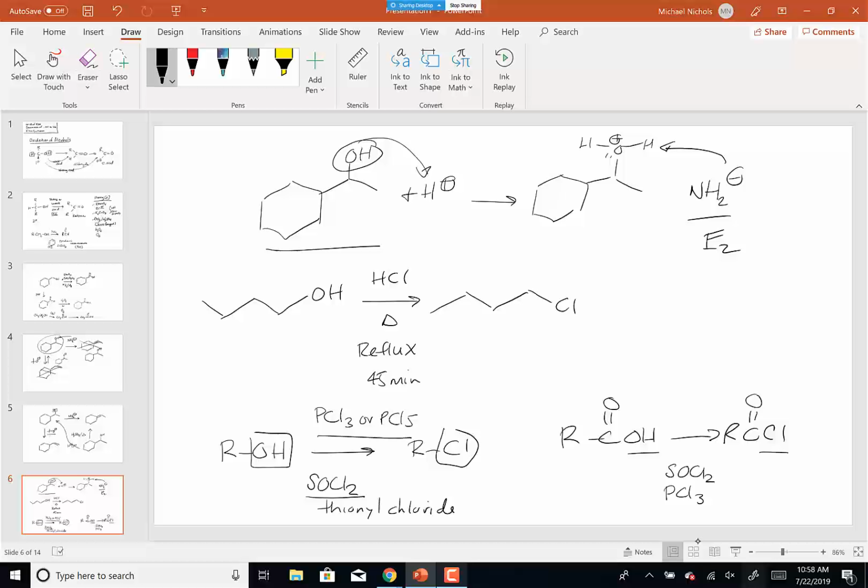So once you convert the OH to the Cl, then you can use NH2 minus or tertiary butoxide and go ahead and do the E2 reactions, because you've eliminated the OH as an acid. So that's one way to do those reactions.